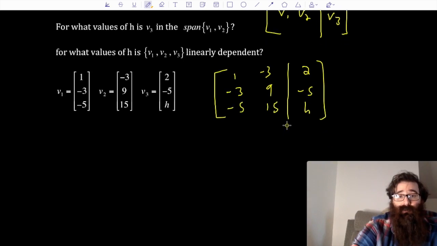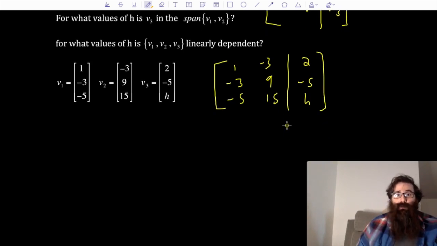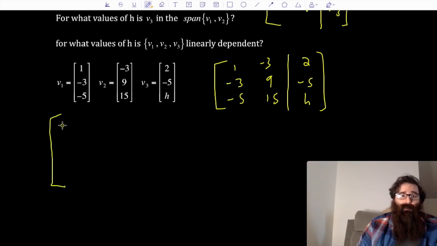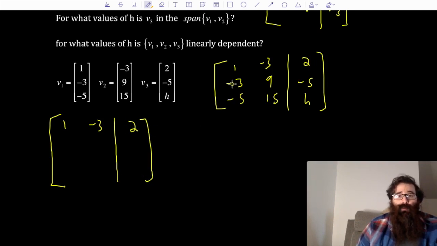And I would like to row reduce this. So we'll say, okay, let's row reduce. So what I can do is I can work in row 2. So let me rewrite row 1. And this is not a homogeneous system. Notice I'm augmenting with things that aren't zeros. But I can work in row 2, replacing row 2 with row 2 plus 3 times row 1. So -3 plus 3 gives me 0. 9 plus 3 times -3, that's 9 plus -9 gives me 0. And -5 plus 3 times 2, -5 plus 6 is going to give me 1.